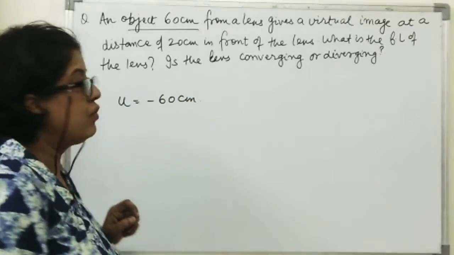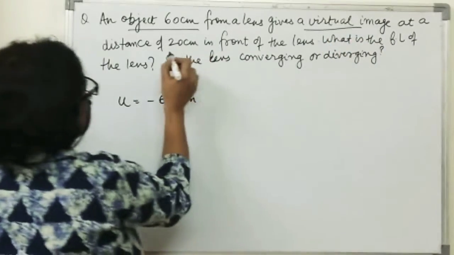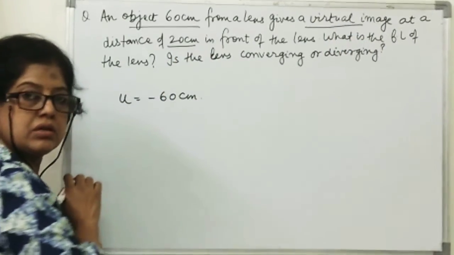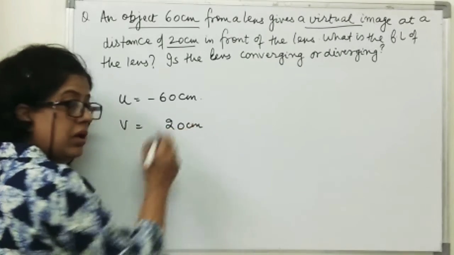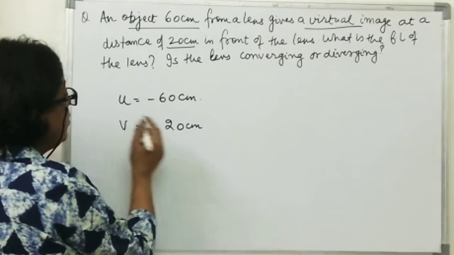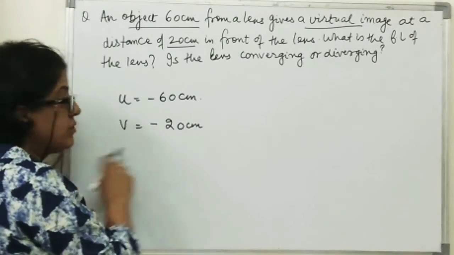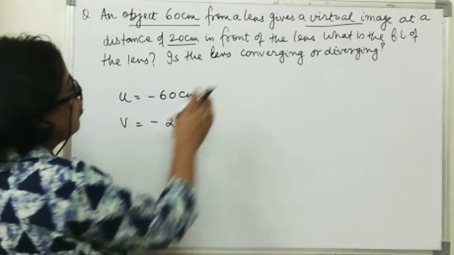You know that U is always negative. It forms a virtual image which is at a distance of 20 cm. So the image distance is 20 cm. Now the image is virtual. Virtual means the image is formed on the left side of the lens. So V will also be negative. So V is negative. This is important. If you take this sign wrong, the question will go wrong.